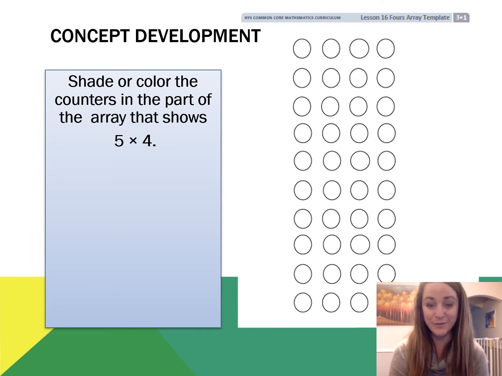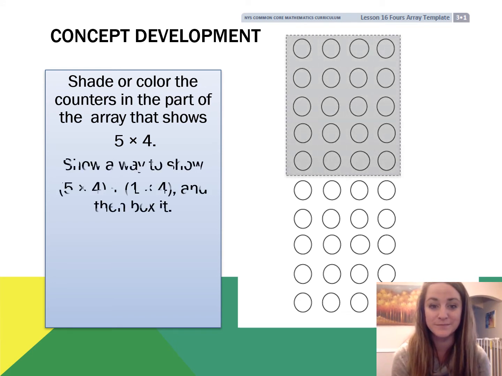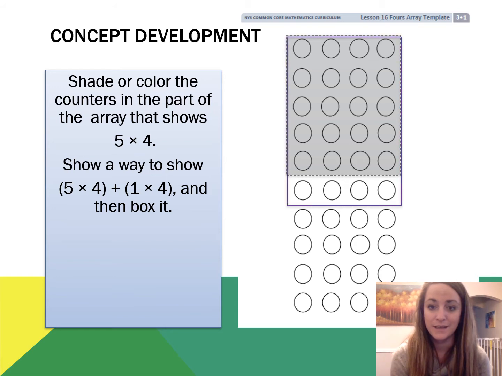Let's keep moving forward. I'm going to shade or color in the part of the array that shows 5 times 4. I'm going to show you a way to show 5 times 4 plus 1 times 4 and then box it. I put a box around one more row of 4, showing 1 times 4.